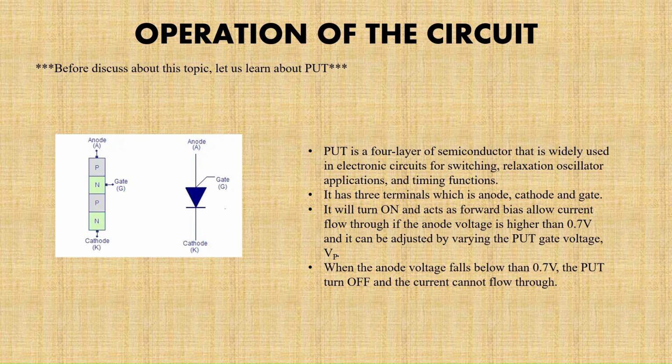It will turn on and act as forward bias to allow current to flow through if the anode voltage is higher than 0.7 volt, and this can be adjusted by varying the PUT gate voltage VP. When the anode voltage falls below 0.7 volt, the PUT turns off and the current cannot flow through.